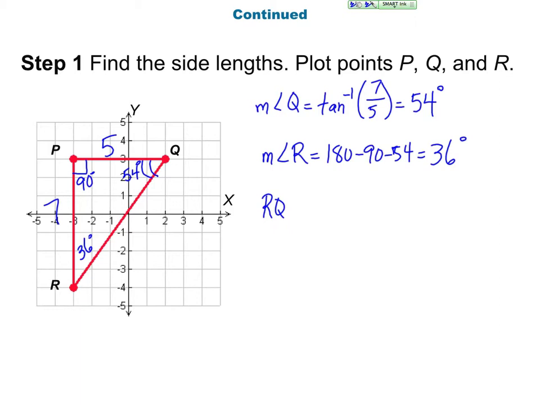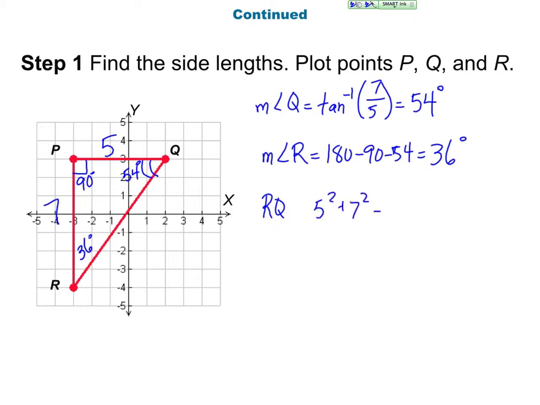The distance formula. You could do distance formula using R and Q. You could even, now that we know an angle, use a trig ratio to find the hypotenuse. But I agree, Pythagorean theorem is probably easiest. What did you come up with?